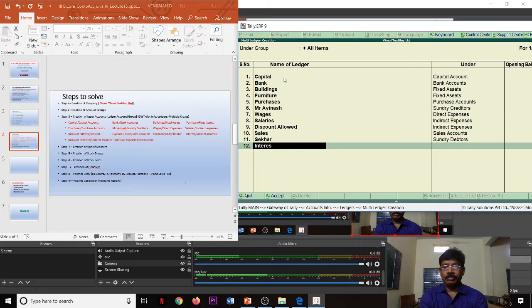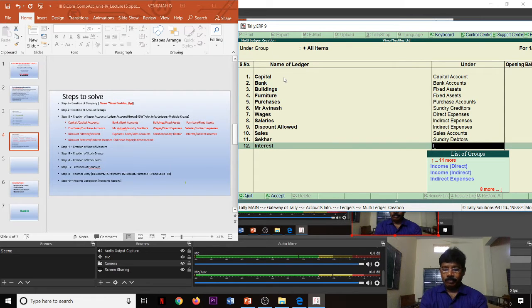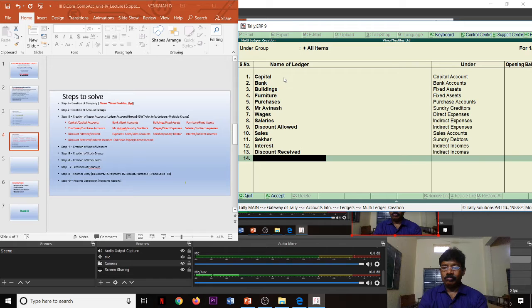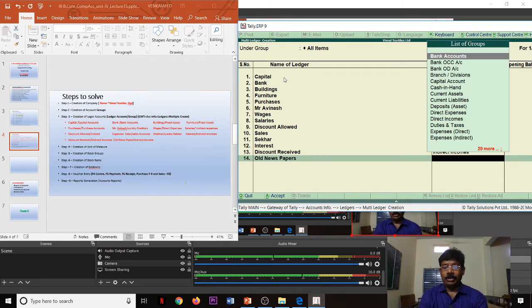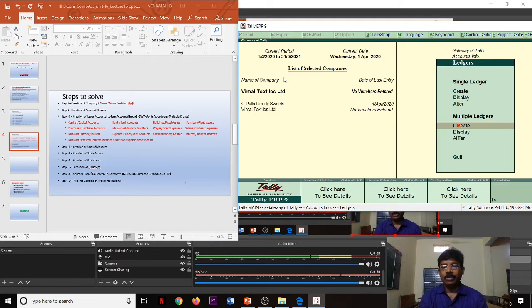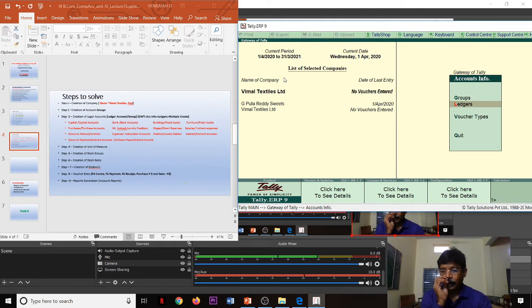Interest, under indirect income. Discount received, under indirect income. Newspapers, old newspapers, under indirect incomes. That's all. Without entering this, it is not possible to pass vouchers.